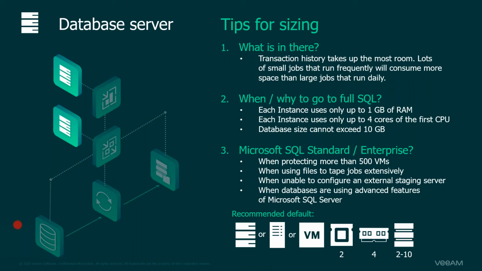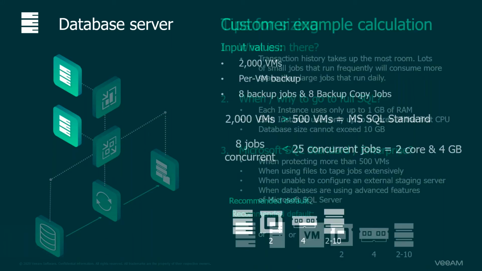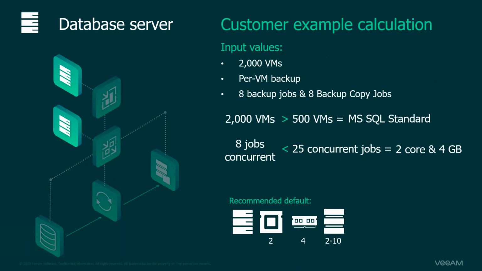So for our customer example, we had 2,000 virtual machines. We were doing the per-VM backups. We figured out we had 8 backup jobs, originally 8 backup copy jobs. We've since redesigned that. But the 2,000 virtual machines is already greater than 500 virtual machines, which was that point where we recommended going ahead and going to SQL Standard. Likewise, the 8 jobs is less than 25 concurrent jobs. So here we can just say 2 CPU, 4 gig of RAM, keeping those recommended defaults.